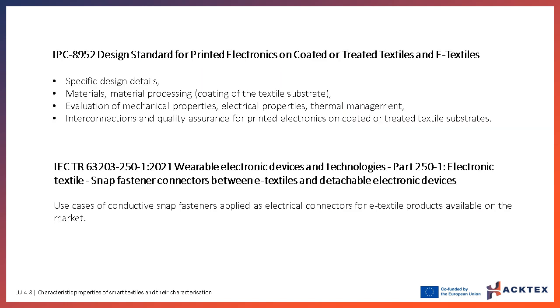IPC 8952 states specific design details, materials, coating of the textile substrate, evaluation of mechanical and electrical properties, thermal management, interconnections and quality assurance for printed electronics on coated or treated textile substrates. IEC TR 63203-250 Part 1 reviews the use cases of conductive snap fasteners applied as electrical connectors for e-textile products available on the market.